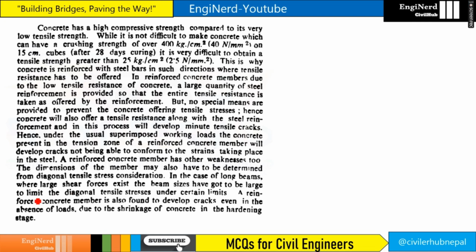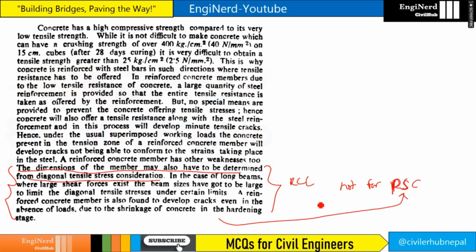If we see here, these are provided as the weaknesses of the RCC member. The dimension of the member may also have to be determined from diagonal tensile stress considerations. So this is all for RCC, right? Not for PSC, prestressed concrete. So these things are not found in PSC. You can see this problem is found in RCC.